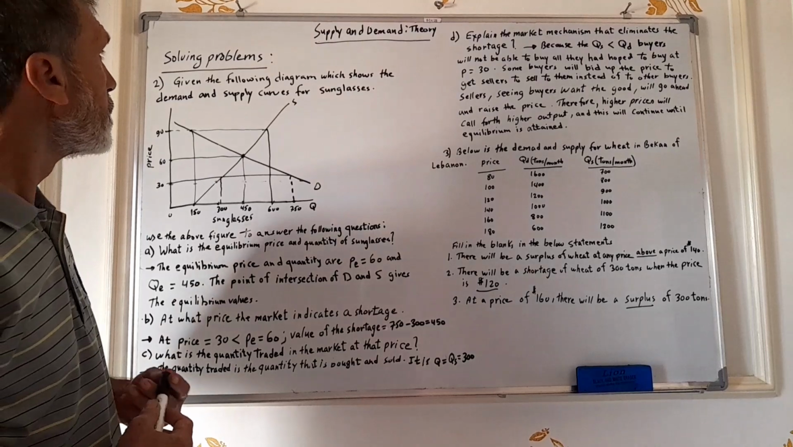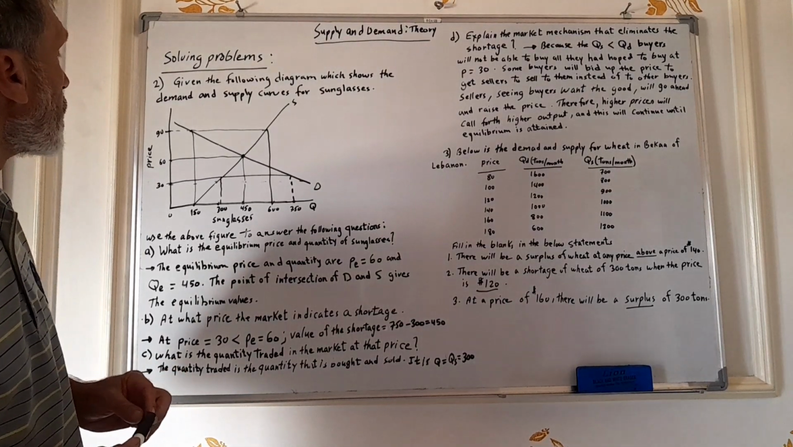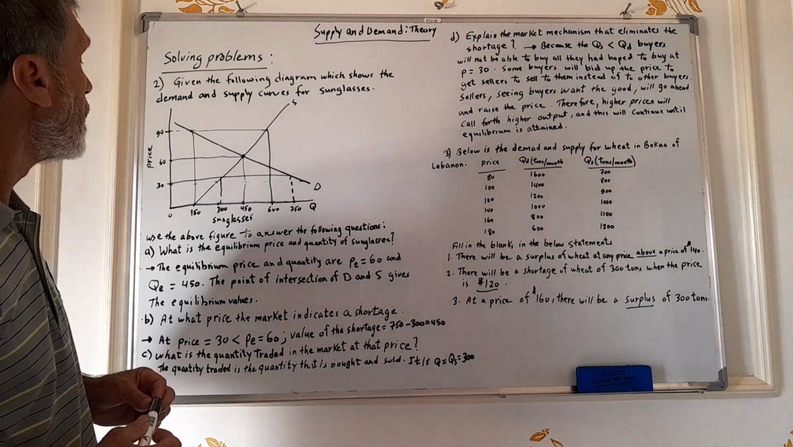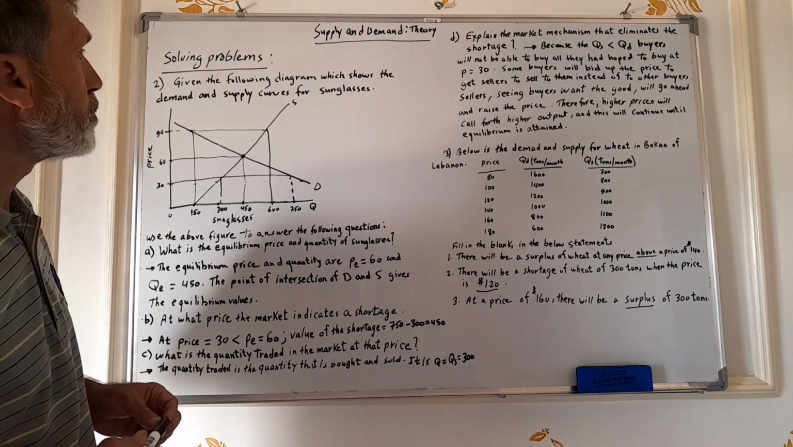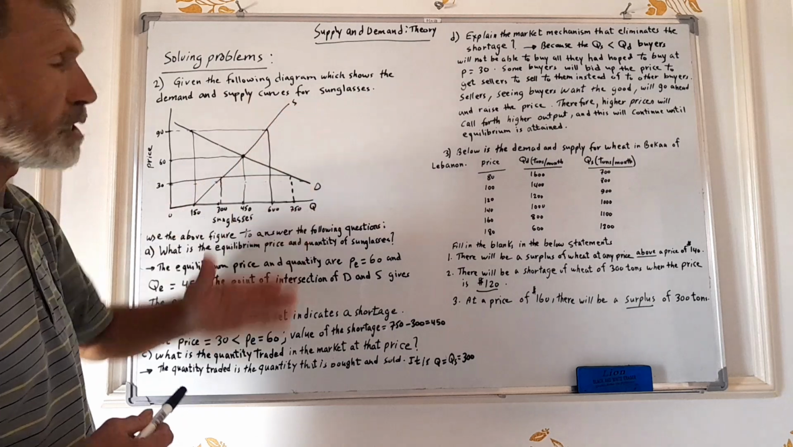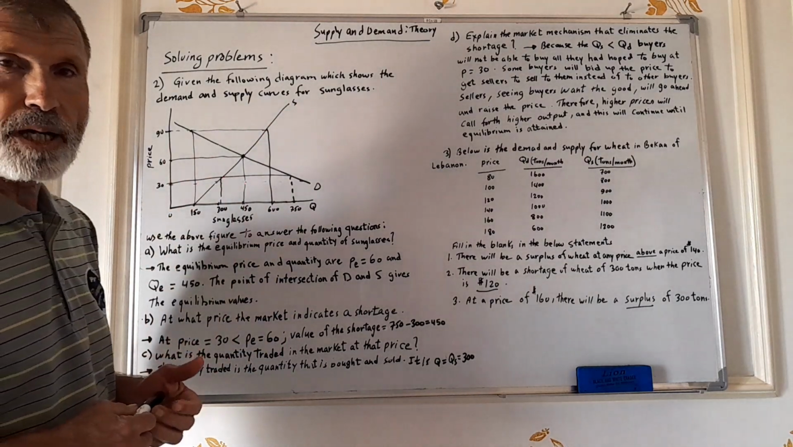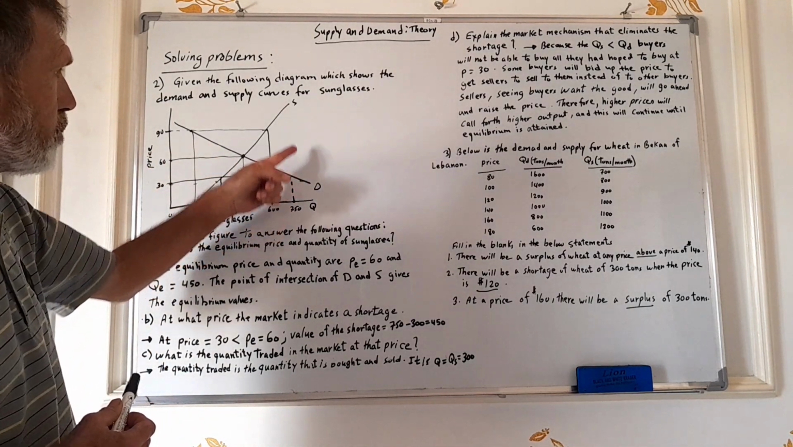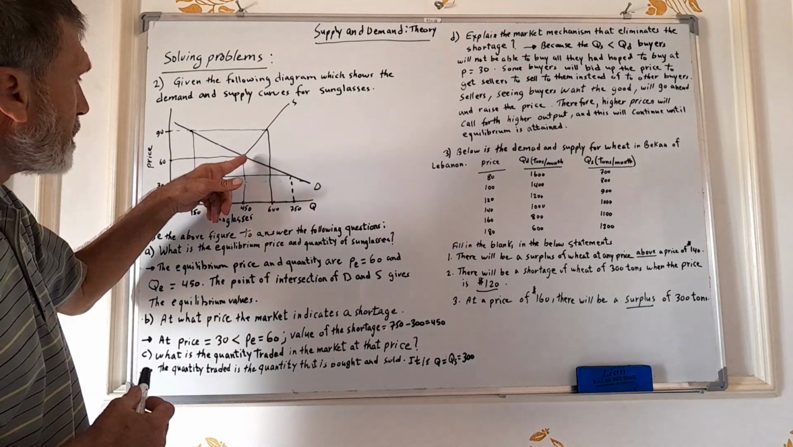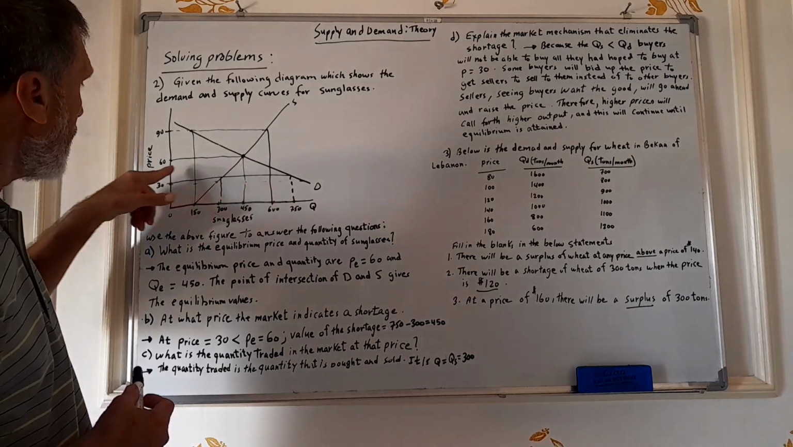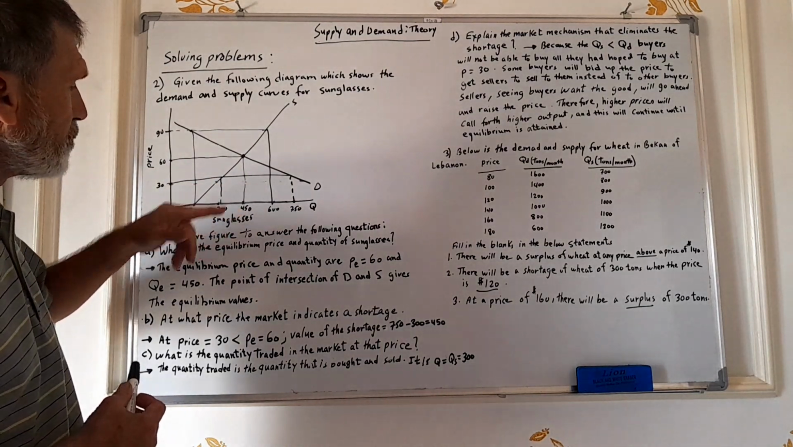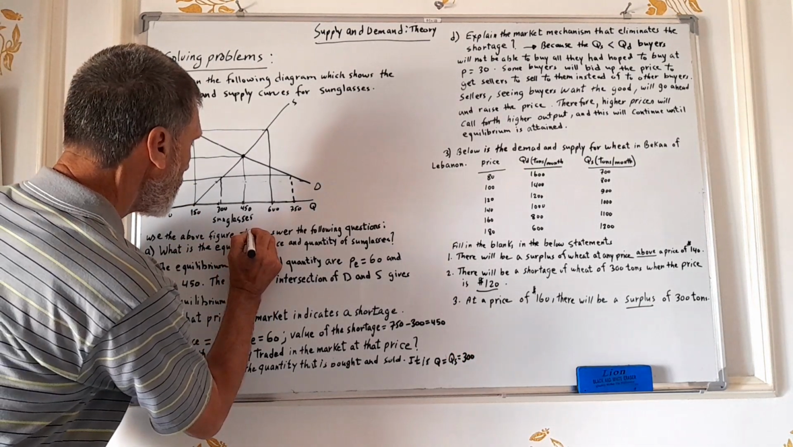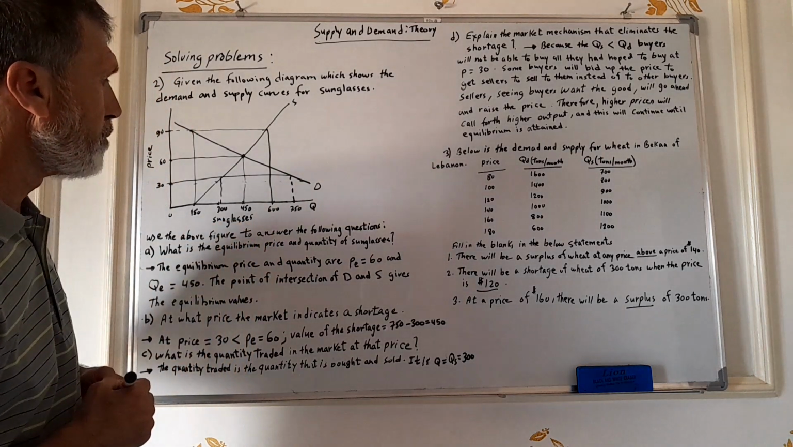Okay, we're still going to now solve problem two. Problem two says that given the following diagram, which shows the demand and supply curves for sunglasses. So the problem is about the demand and supply of sunglasses. Now, as you can see, this is the graph. This is the demand curve, downward sloping. This is supply, upward sloping. And the point of intersection between demand and supply, of course, is at the price 60 and the quantity is 450. Now, use the above figure to answer the following questions.